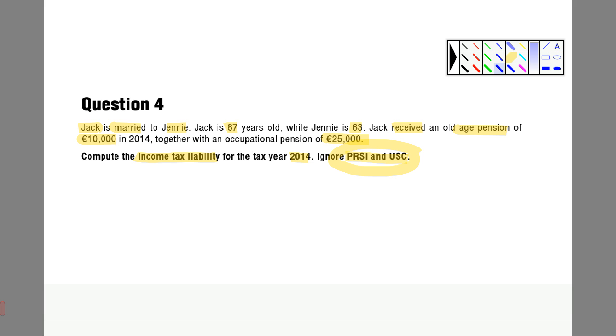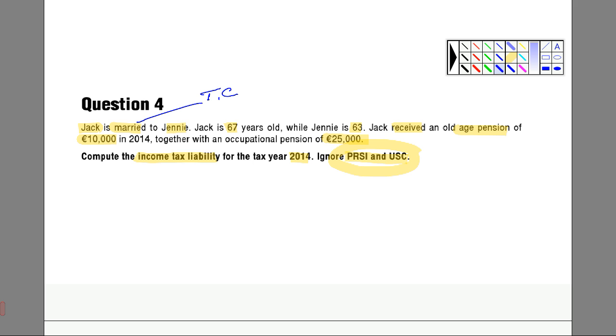Well, let's look at it from the perspective of how their answer works, which is incorrect. But let's just assume for the moment we're just reading it, we're going to do their answer. The first thing, obviously, that's relevant for Jack is that he's married. Therefore, there must be some form of tax credit.